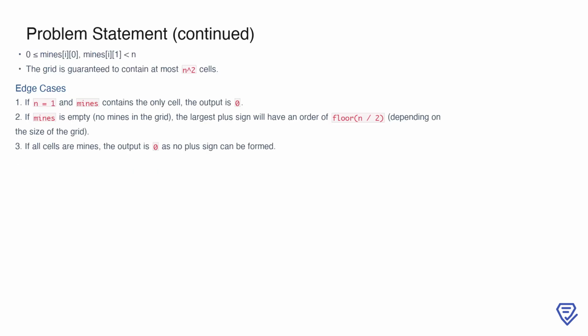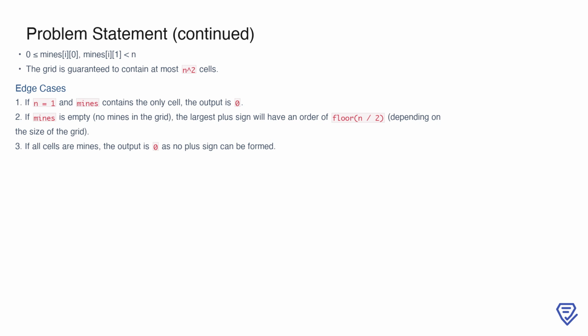To summarize the constraints, the size of the grid, n, can range from 1 to 500, and the number of mines is limited to a maximum of n² or 10,000, whichever is smaller. Each mine is guaranteed to be within the bounds of the grid.